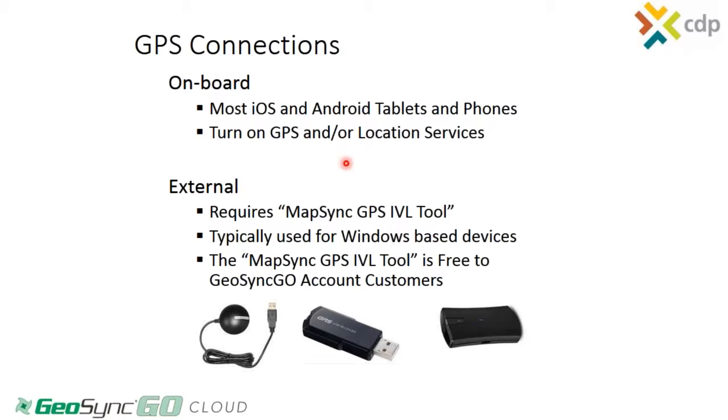There are very few Windows devices, particularly tablets, that have built-in GPS, and very few even laptops. Those are usually a special order to get the GPS in a laptop, and even if it is built in, you do have to have this app to connect to it. So they do require the GPS IVL tool to connect GPS to the mapping.